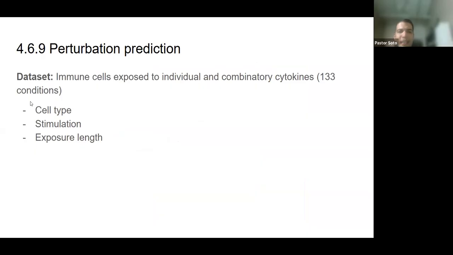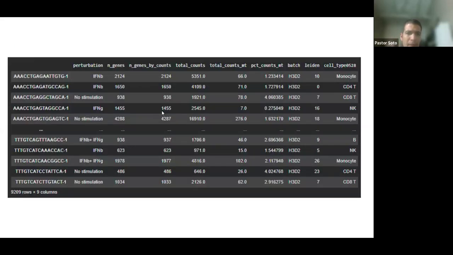So the other thing that they test is perturbation prediction, and for this they use a data set from immune cells exposed to individual and combinatory cytokines, and they test around 133 conditions where they evaluate cell type, stimulation, and exposure length. So this is an example data set that they provide from a different paper that they use. So you have the different types of perturbation that they evaluate. You have the cell type.